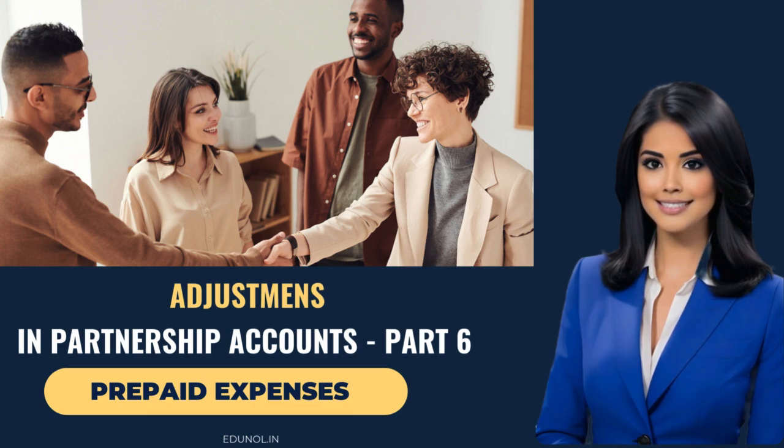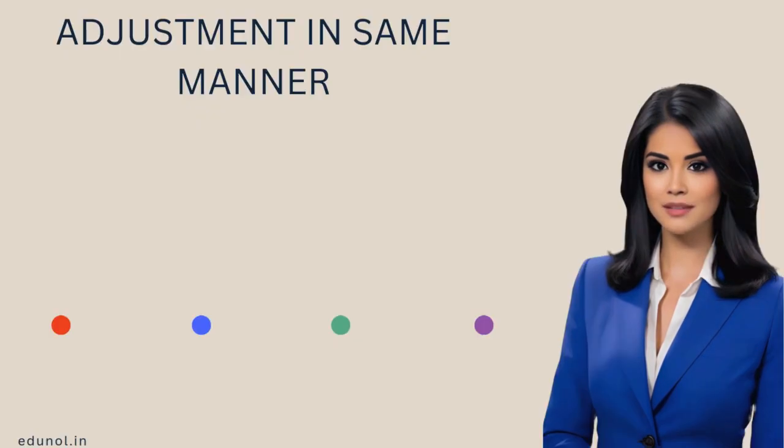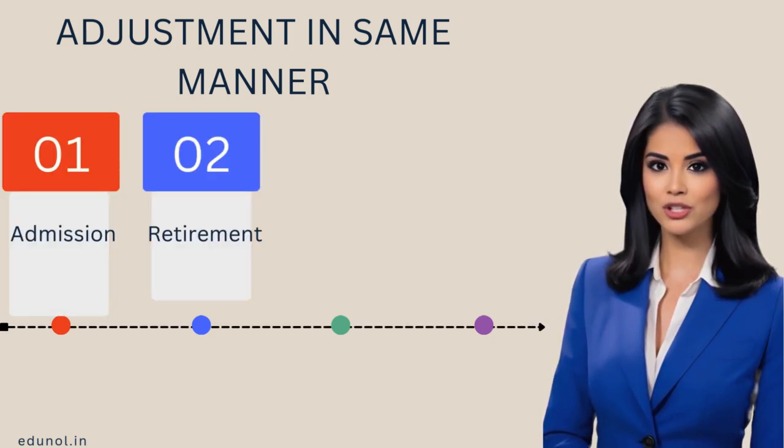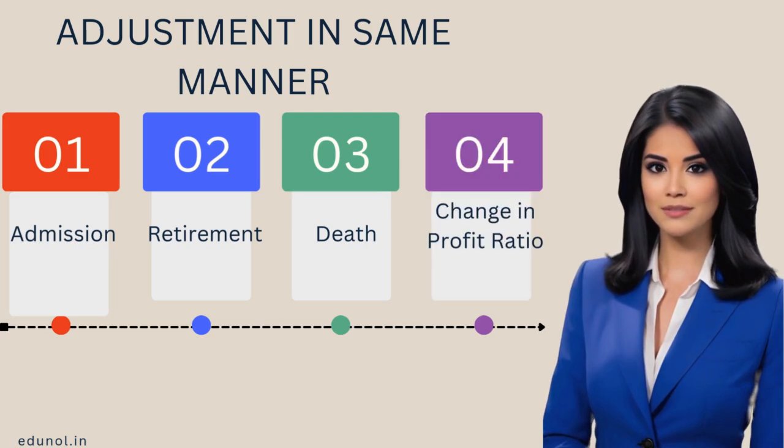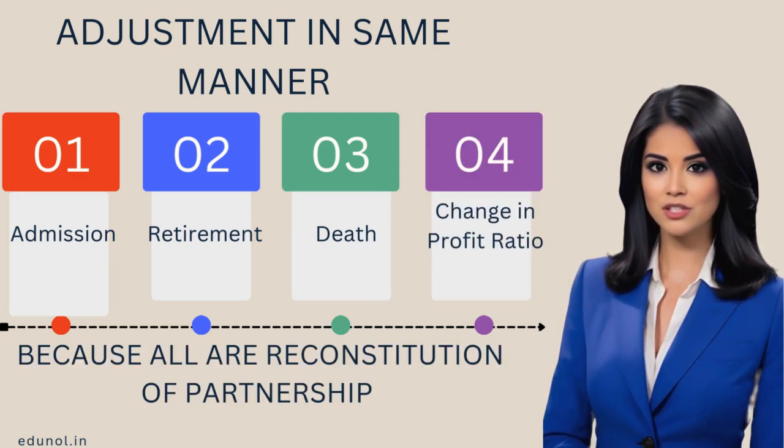Today we will learn about the adjustment for prepaid expenses in partnership accounts. This is part 6 of our series on adjustments, so if you haven't seen the previous lessons, you might want to go back and watch those as well. Please note that the adjustment will be done in a similar manner whether you are doing admission, retirement, death, or change in profit ratio question. You need not understand the adjustments separately for these chapters.